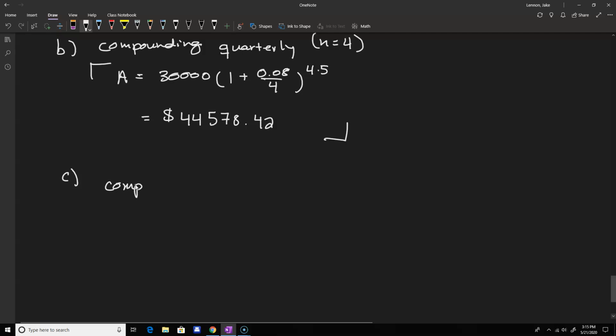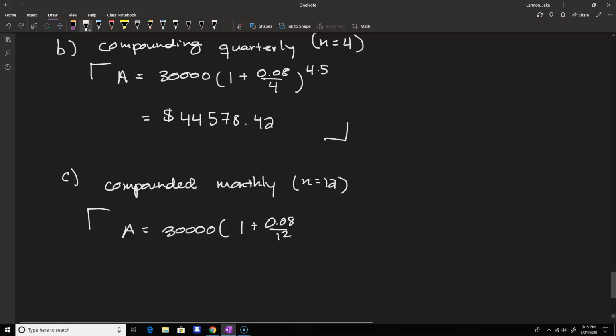So let's say compounded monthly. So that is n equals 12. And again, it's going to look exactly like the above example, just everywhere we had a 4, now we are going to have a 12. So 30,000 times 1 plus 0.08 over 12, and then change the 4 on top to 12, 12 times 5, and what do you get if you punch this in? Well, we should get $44,695.37.